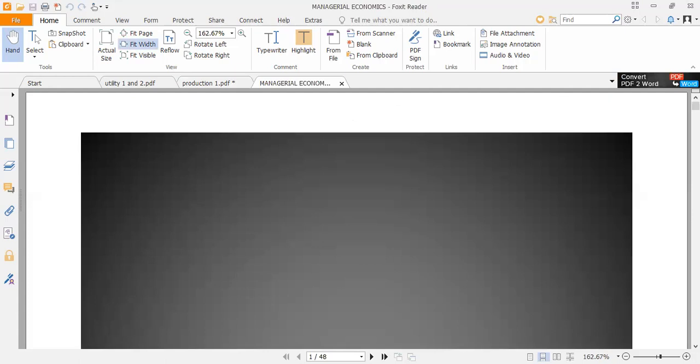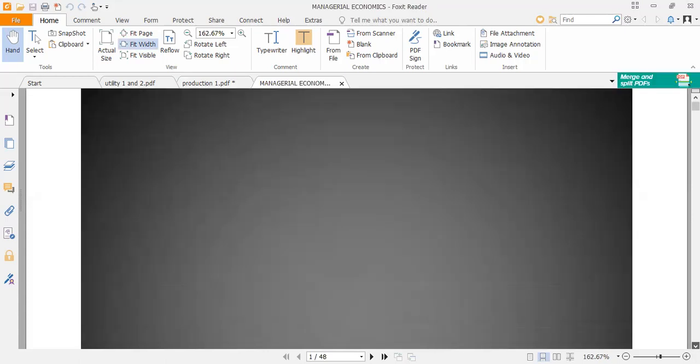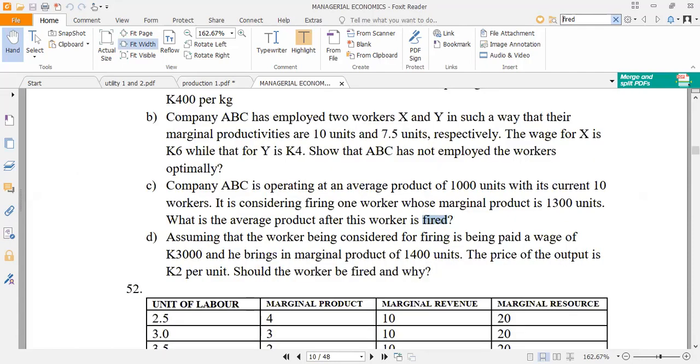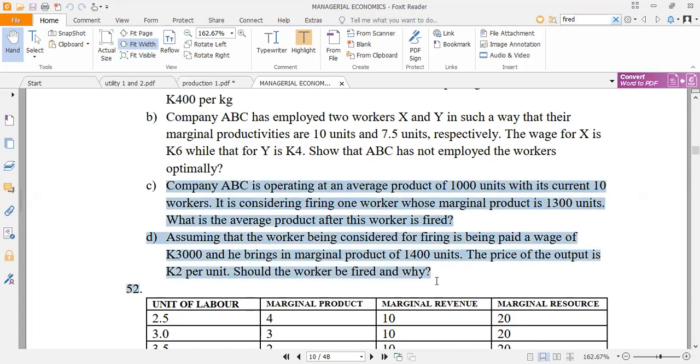Okay, so now let's go to the tablet. Let's look at the situation where somebody is being fired. So we have this company here. Let's think together. The company ABC has an average of, let me copy this on a separate page so that we can discuss properly.